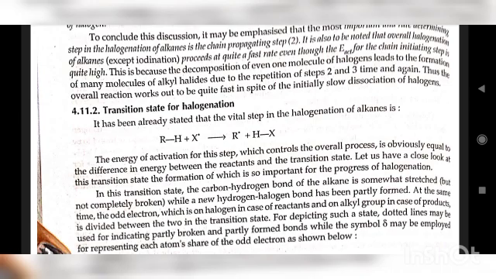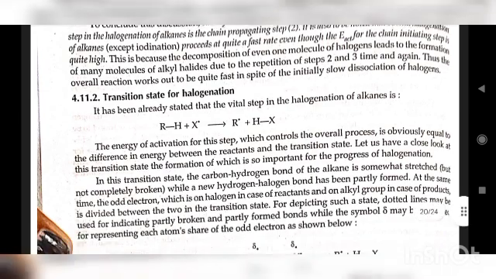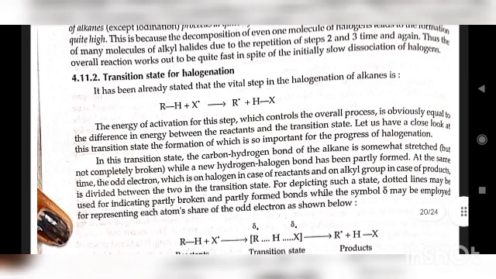Transition state for halogenation. It has already been stated that the vital step in the halogenation of alkane is RH plus X radical gives R radical plus HX. The energy of activation for this step, which controls the overall process, is obviously equal to the difference in energy between the reactants and the transition state.